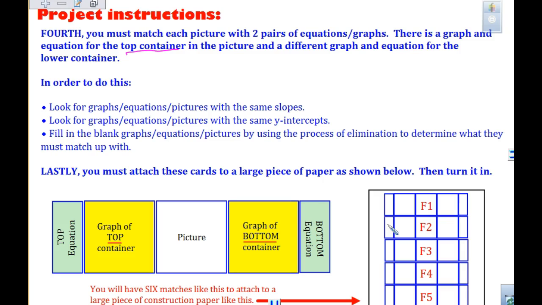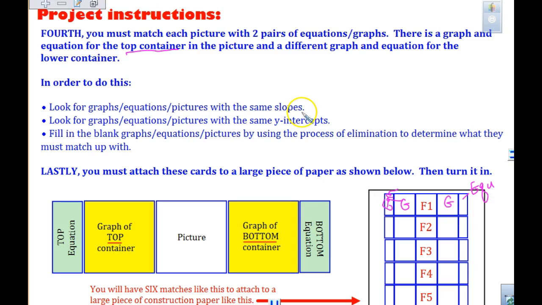This bottom picture right here, this is showing the graph that goes with the bottom and the equation that goes with the bottom. So when you look at yours, this will be an equation, this will be the graph, this will be a graph, and this will be an equation, okay? And in the middle will be the picture. So you're going to look at the graphs, equations, and pictures.